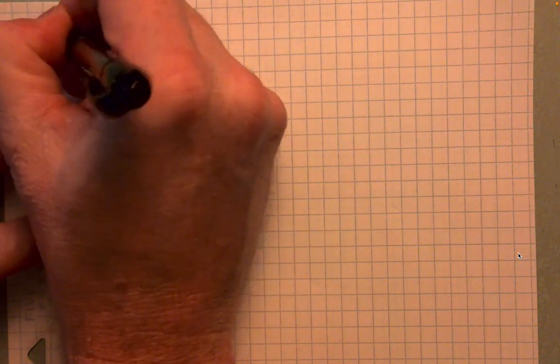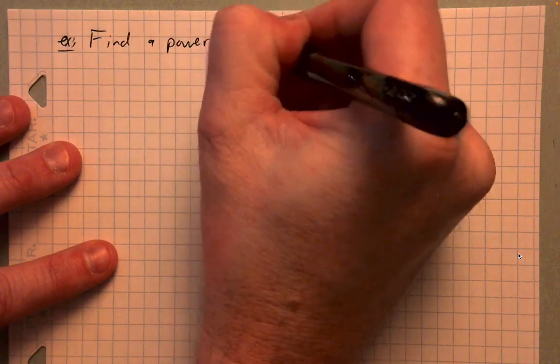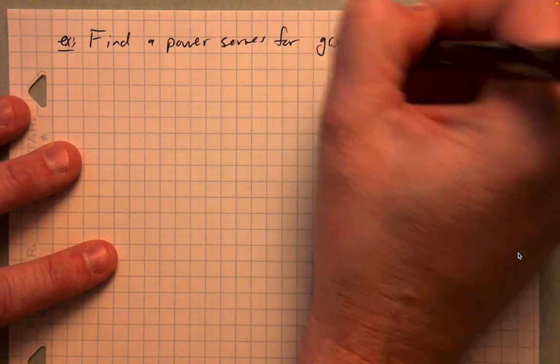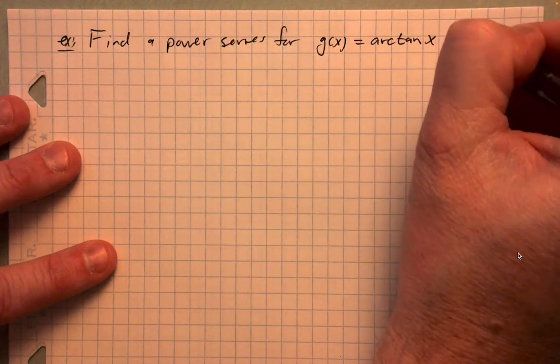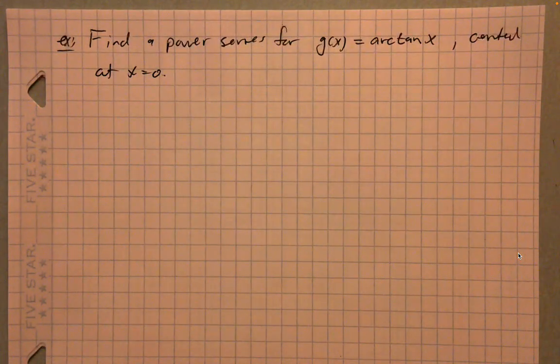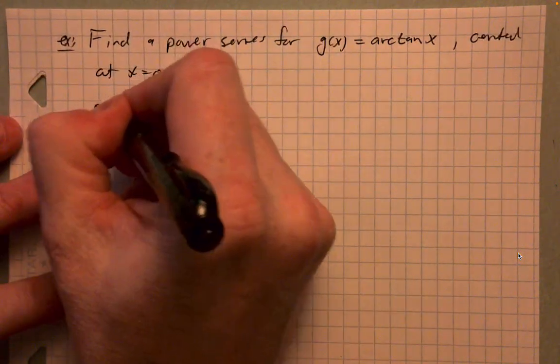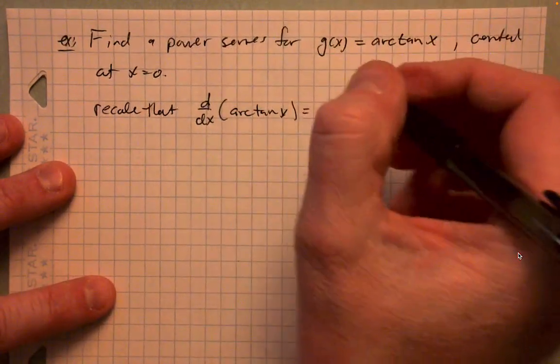Let's do one more like that. Let's do one more example. Okay, let's find a power series for g of x equal to the arctan of x, centered at x equals 0. These are a little more complicated, but just recall the derivative of the arctangent. Recall that the derivative of arctan x was equal to, what's that?